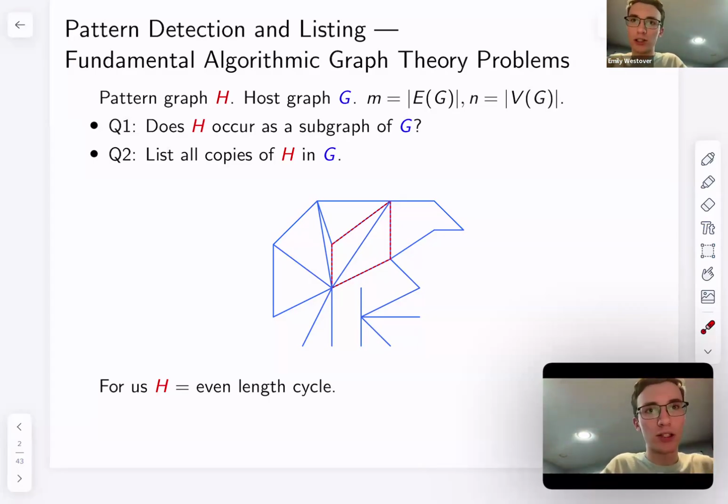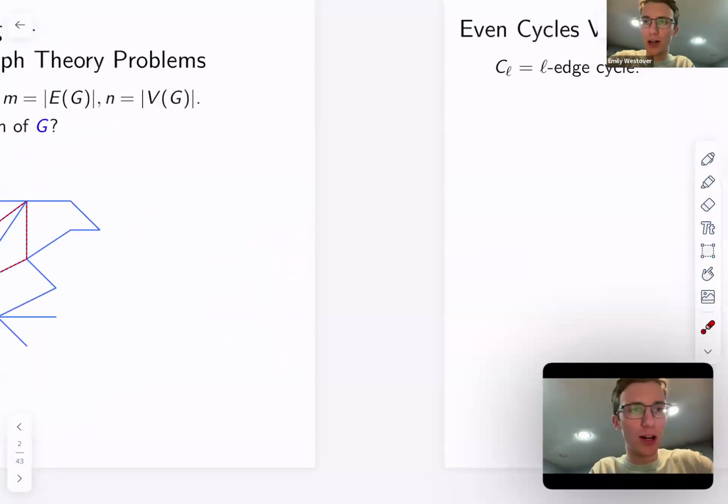So the two simple problems you could ask with this H and G are: yes or no, is there a copy of H in G? And list all the copies of H in G. In this talk, we're going to focus on even length cycles because these have some really nice combinatorial structure, which I'll tell you about right now.